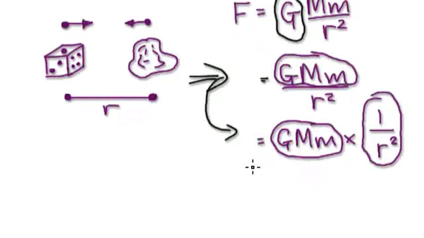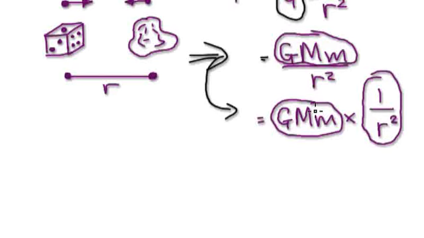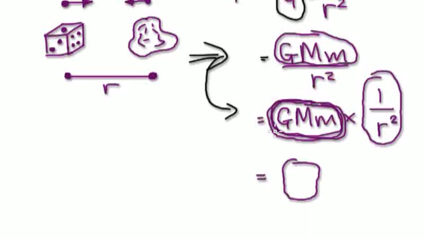Okay, but here's the thing. This whole thing here is just a number. It's just a number that doesn't change. In our case, we don't really care because the mass of the die, which is capital M, doesn't change, and the mass of the stone doesn't change. And this capital G is just a constant. It doesn't change. So the whole thing here is just a number, so I am allowed to do this. This whole thing becomes this. It's just a number that doesn't really change.